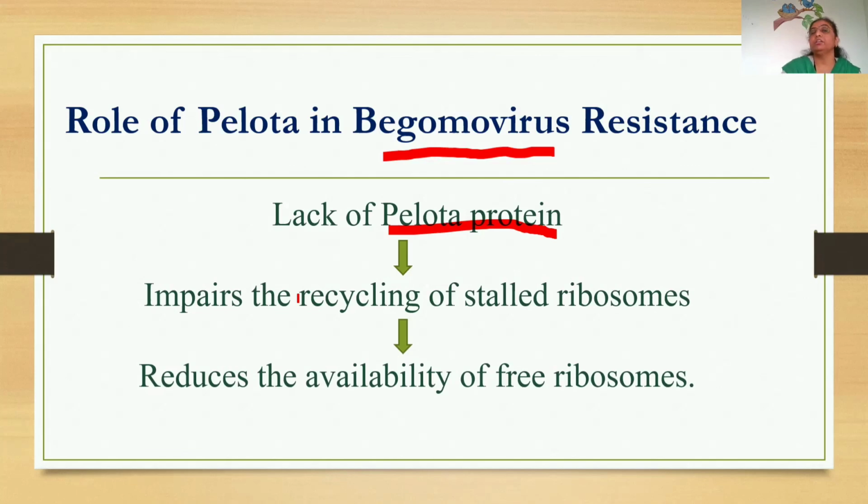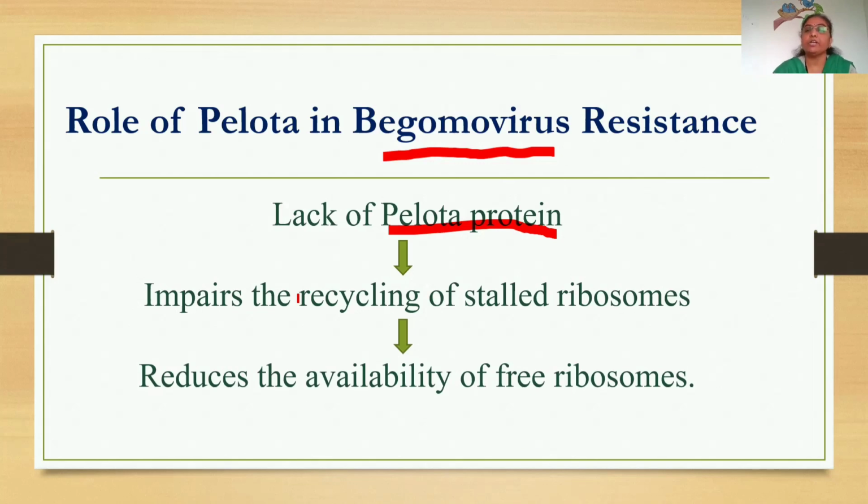In this way, the recessive form, ty5, that is a lack of the pelota protein, is going to show resistance to the begomovirus. Why? Because pelota is involved in the recycling of the ribosomes. With no pelota, there is no recycling and no free availability of the ribosomes, translation is affected, and thus the translation of the begomovirus is also going to be affected. In this way, pelota is involved in begomovirus resistance.